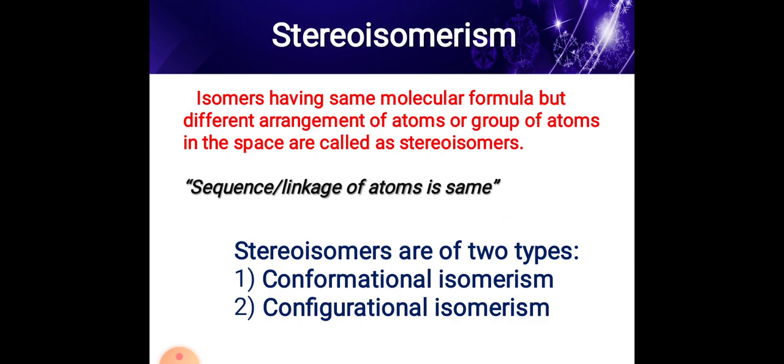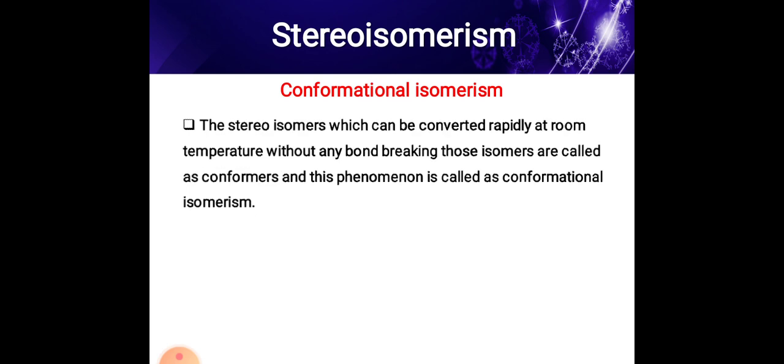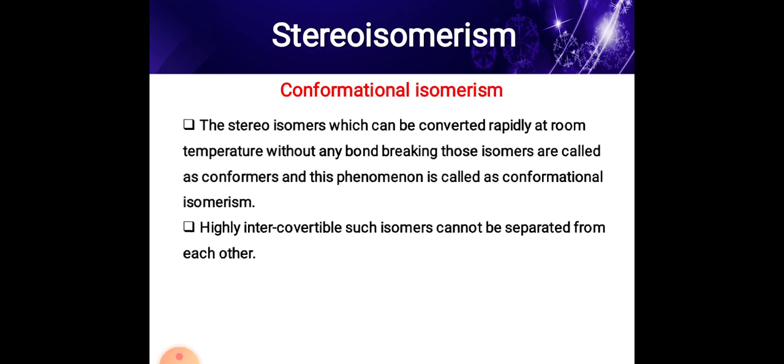Then see stereoisomerism. Isomers having the same molecular formula but differing in arrangement of atoms or groups of atoms in space are called stereoisomers. Stereoisomers are of two types, conformational isomerism and configurational isomerism. Conformational isomerism means the stereoisomers which can be converted rapidly at room temperature without any bond breaking. Those isomers are called conformers, and the phenomenon is called conformational isomerism.